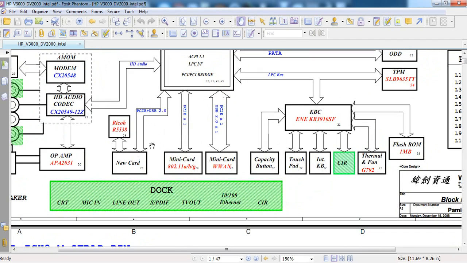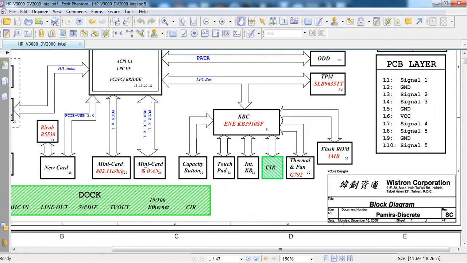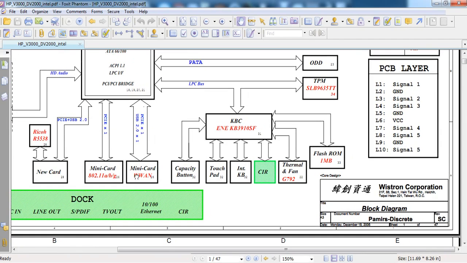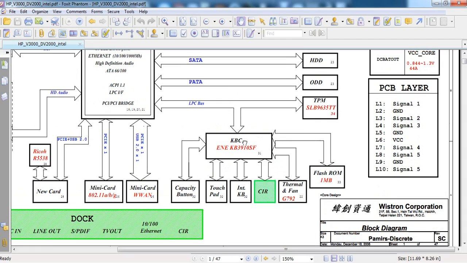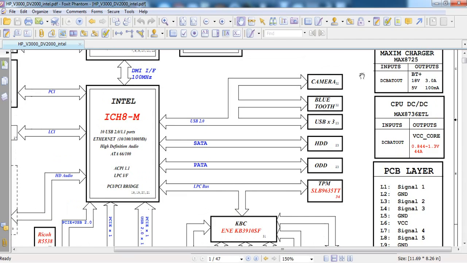Okay, these are the mini PCI connector and the wireless LAN connector. This is your wireless LAN, this is WWAN. These are all connected with PCI Express signals. And this is your internal camera connected with your LCD screen. Okay, this is Bluetooth. This is USB x3.